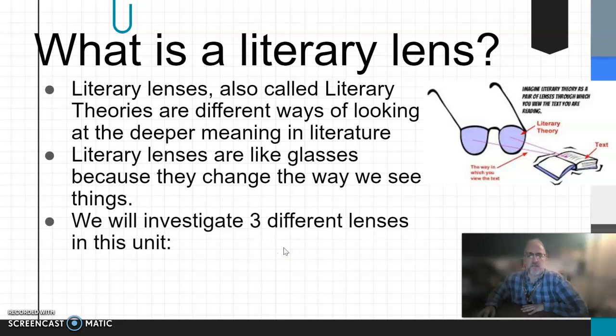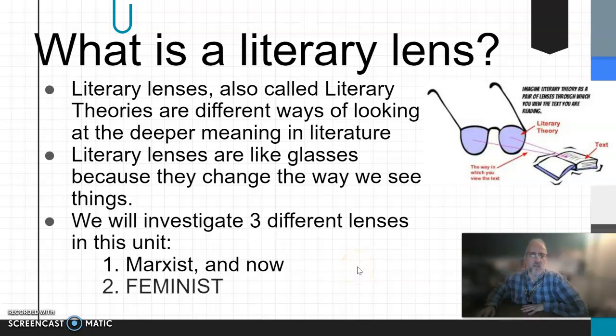We'll investigate 3 different lenses in this unit. The first one we did was Marxist, that was done the other day, and now we're looking at a feminist lens. So we'll get into the core of what we're looking at for today.